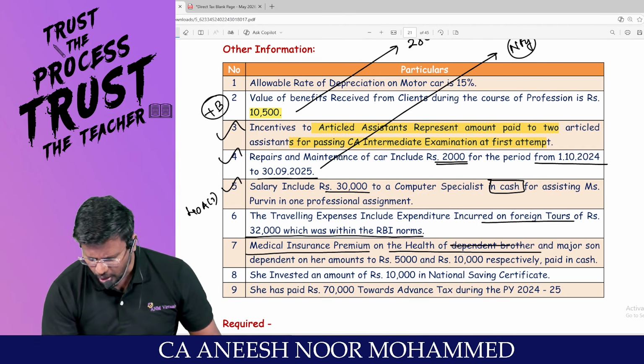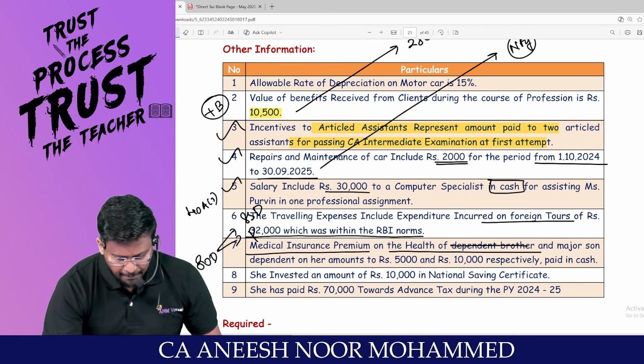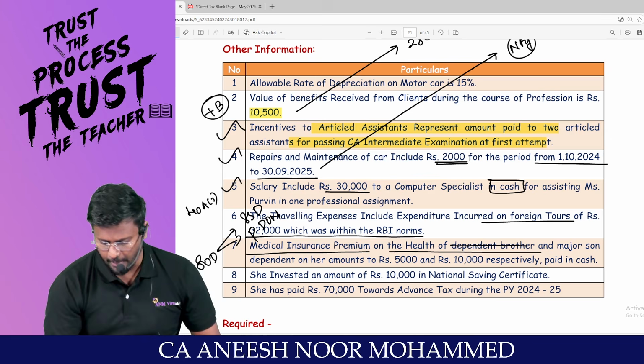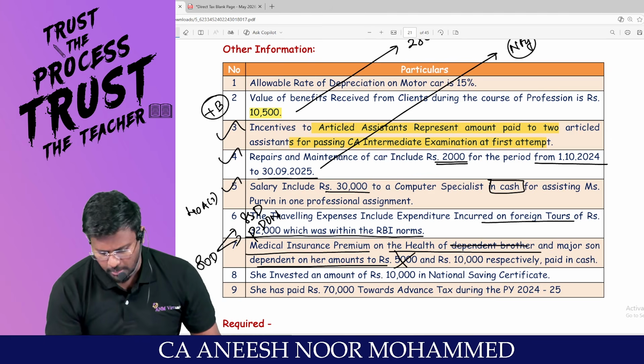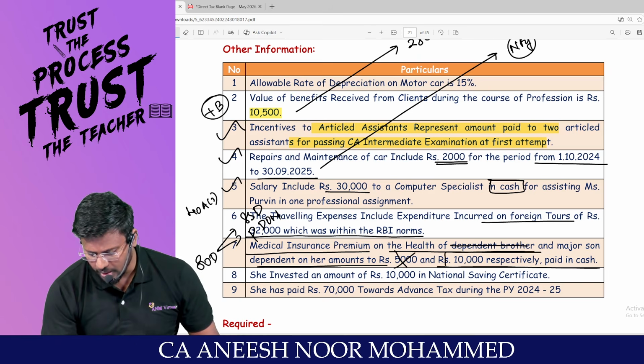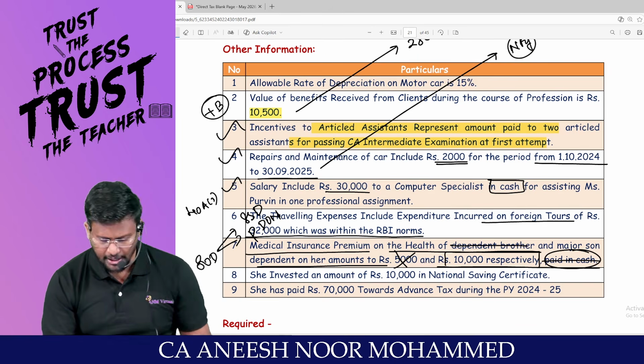Does brother form part of family? 80D is applicable only for self, spouse and children. 80D, self, spouse, and parents, dependent or not. Am I right? And major son dependent or not. 5,000 put it in the dustbin, but 10,000 allowed, but paid in cash, not allowed. Are you all really with me? Because the medical insurance premium was paid by cheque.